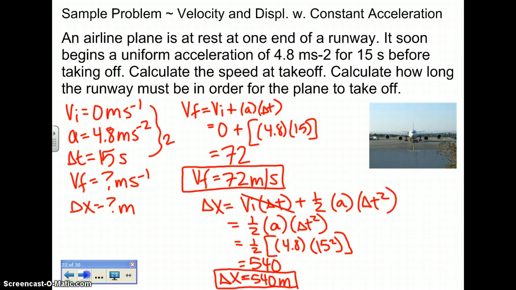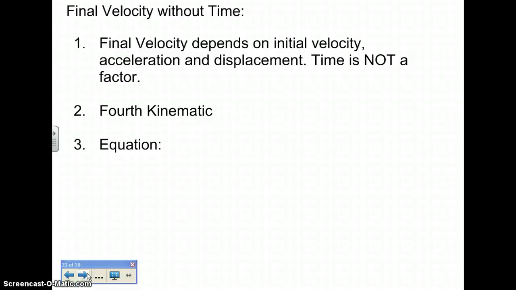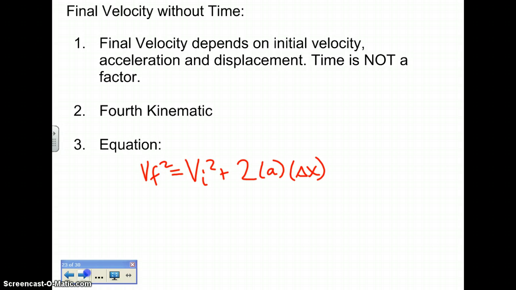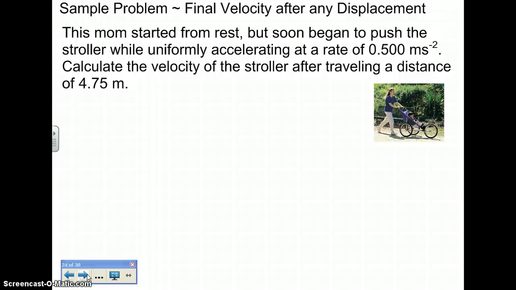Cool. All right, moving right along, guys. Final velocity without time. So now this kinematic equation will have all variables except for time. So the equation here is VF squared equals VI squared plus 2A times delta X. Once again, there is no time present. Time is not a factor in this one. What you need to be careful for is, if you're going to square root one side, you got to square root the other side on these problems. So let's try that here.